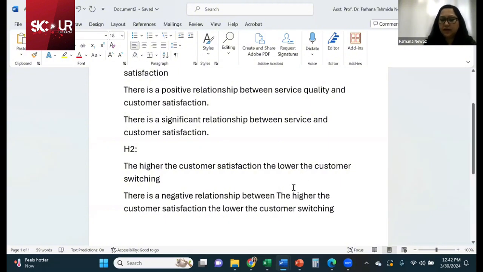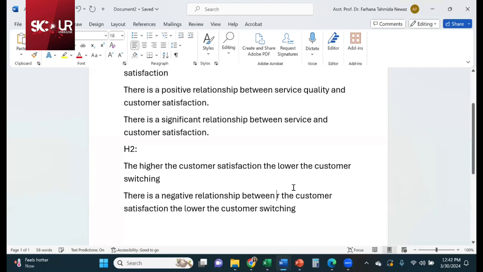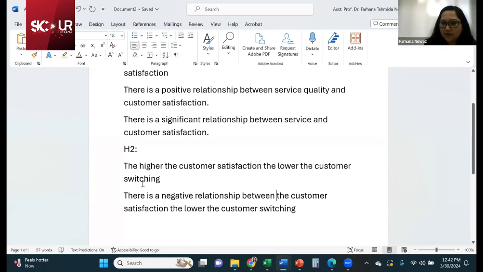Customer satisfaction and customer switching, right? The sense is the same, yes or no? But you can write it in a different way. The meaning is the same, right? Again, there is a significant relationship between customer switching and customer satisfaction. So this way you can write it down. All okay for the others?